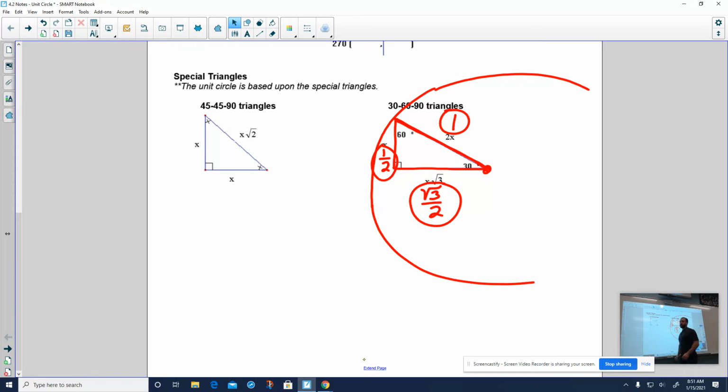Let's review the 45, 45, 90 real quick. Same situation as far as what it looked like in the unit circle: the hypotenuse is 1. On a 45, 45, 90, the short legs are the same, and the hypotenuse is square root of 2 times the short leg. So to go back, if I know the hypotenuse or the radius is 1 and I want to go back to the short leg, I have to divide by square root of 2. Now we have to do a little math here.